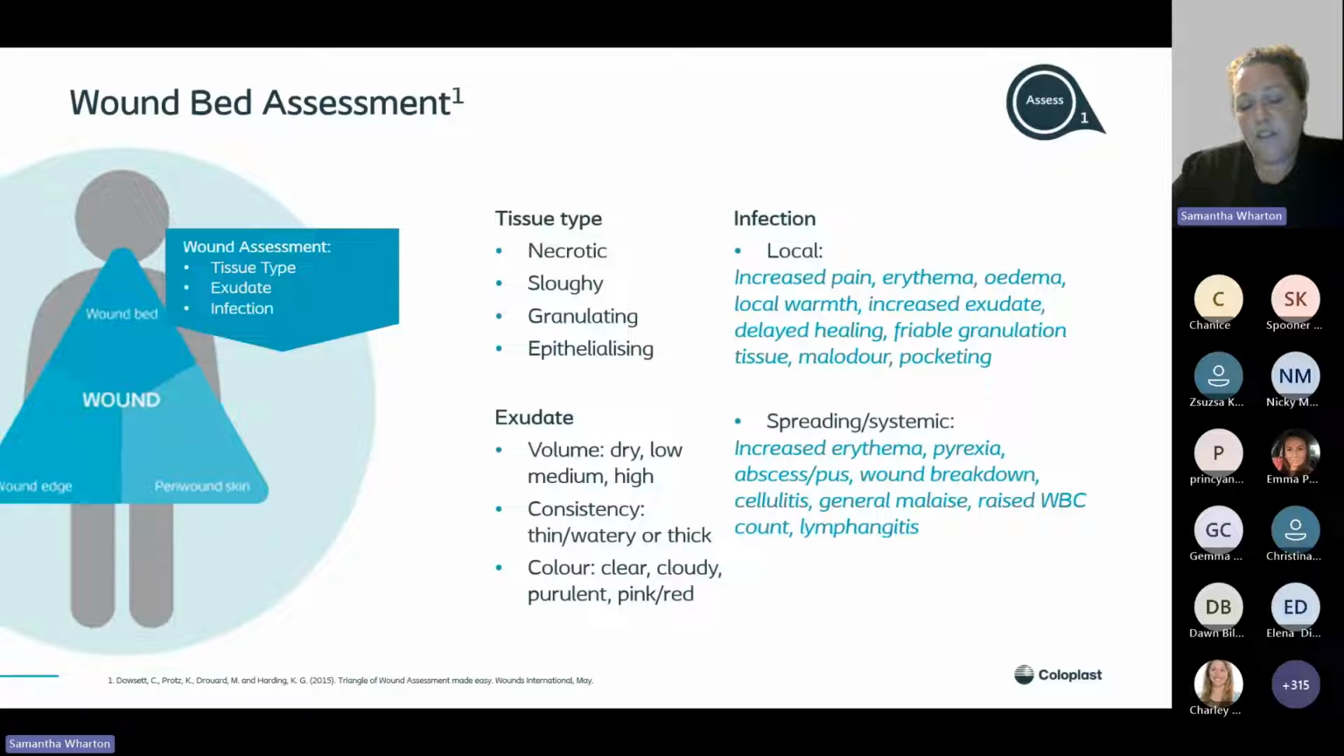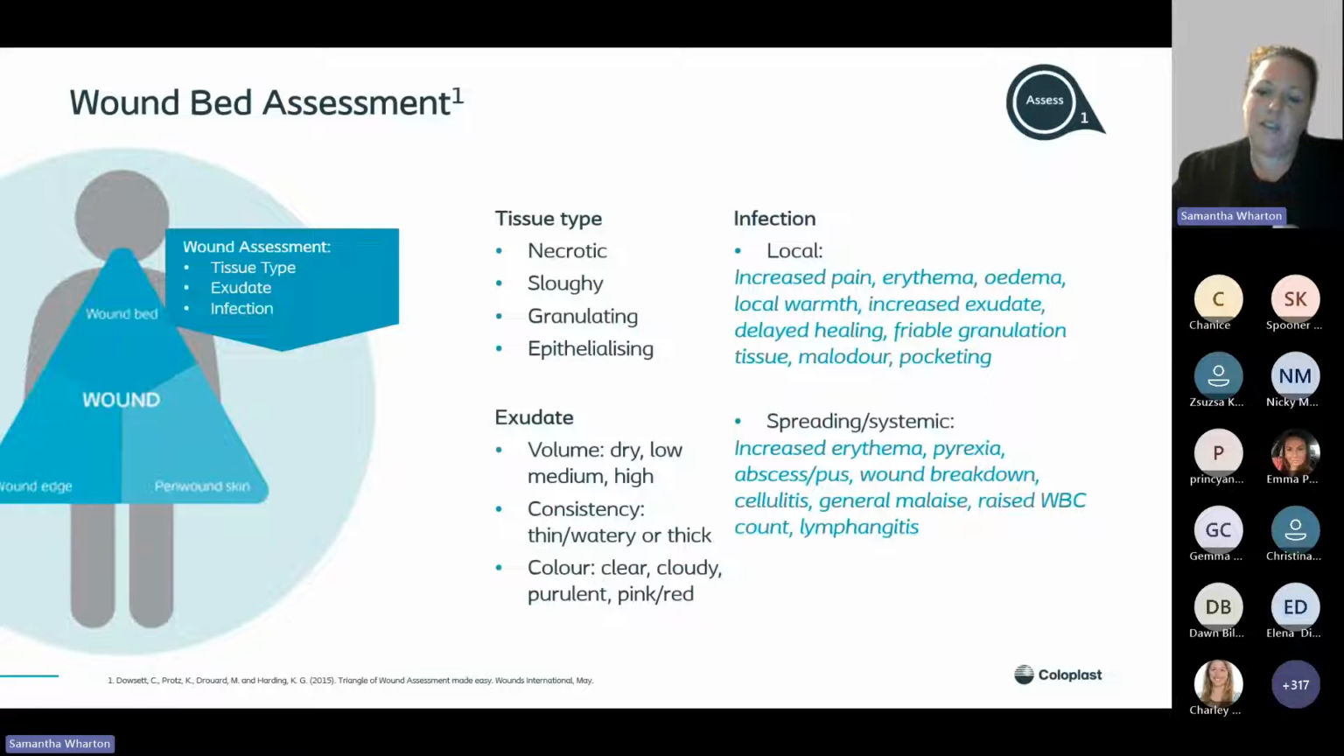When you're looking at your infection, you've got those local signs of infection, so pain, erythema, edema, that warmth, that increase in exudate because the wound's in that inflammatory stage, delayed healing, that friable granulation tissue when you cleanse the wound, it can bleed really, really easily. Malodour, as we've talked about, odour and pocketing, and then those signs of spreading and systemic infection.